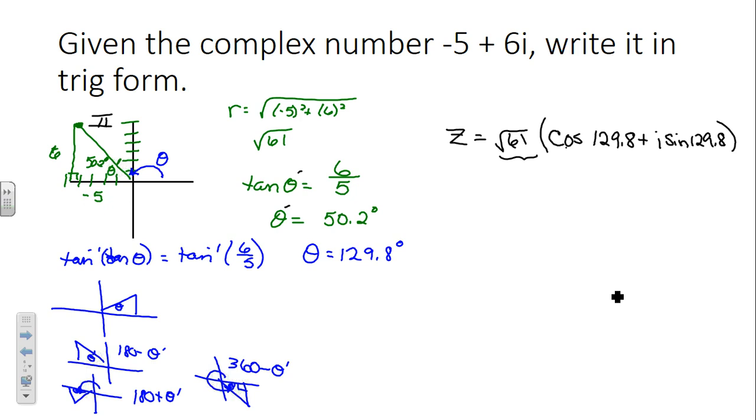Because of this, when we drop the negatives so the calculator doesn't tell us a fib, we found out it was 50.2, but because we're this far in, it's 180 minus 50.2. Had we been over here, no big deal, you use the number from the calculator. Had we been here, we had to do 180 minus theta. But had we been in the third quadrant, we'd have to do 180 plus that theta to get all the way to this. And in the fourth quadrant, we just take 360 minus our theta.